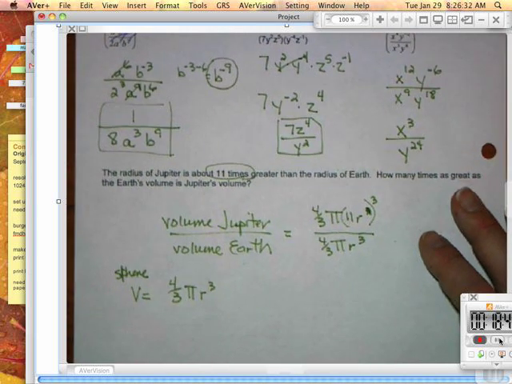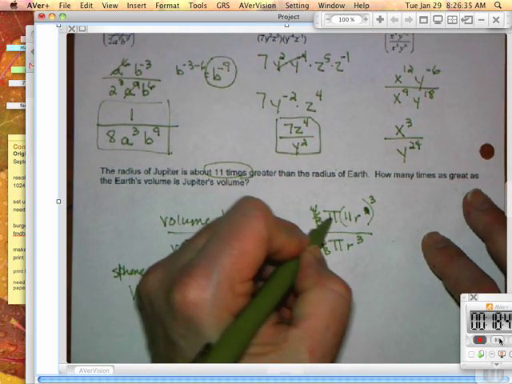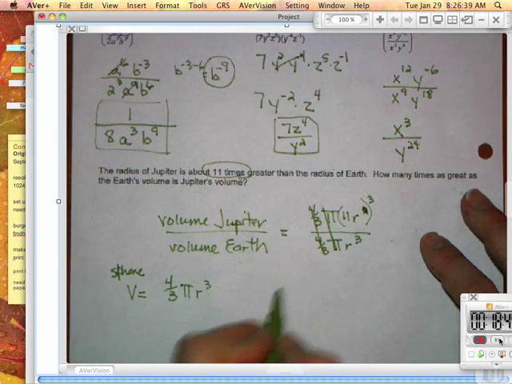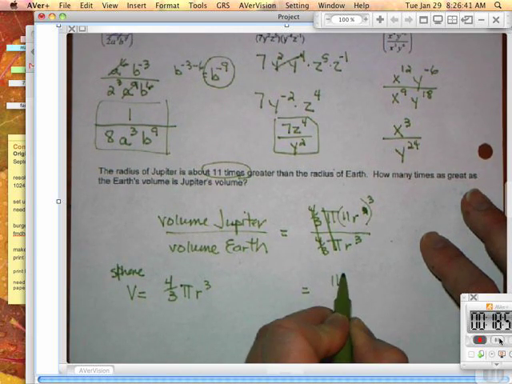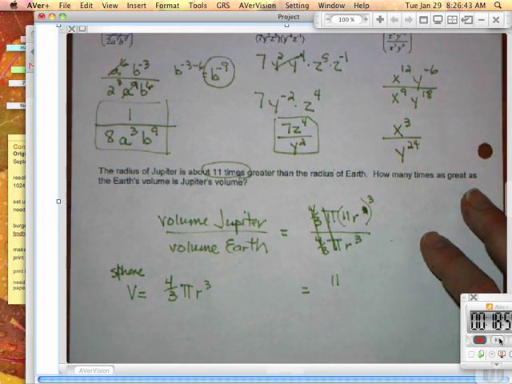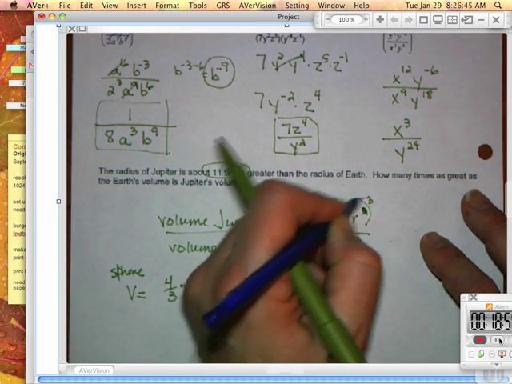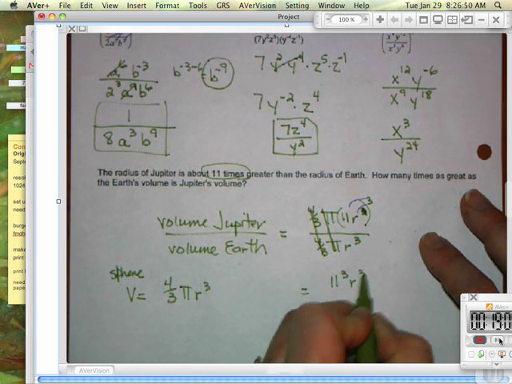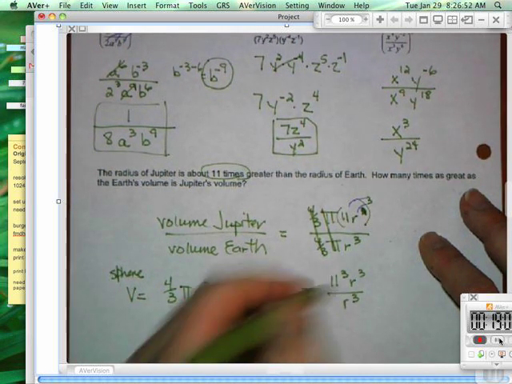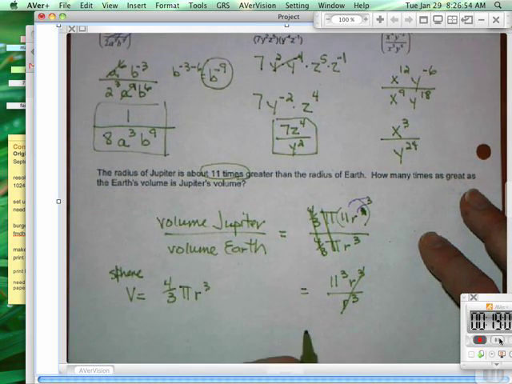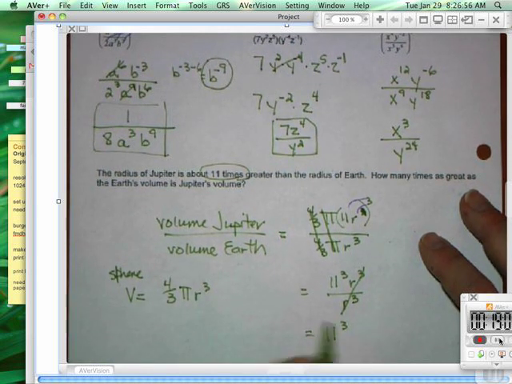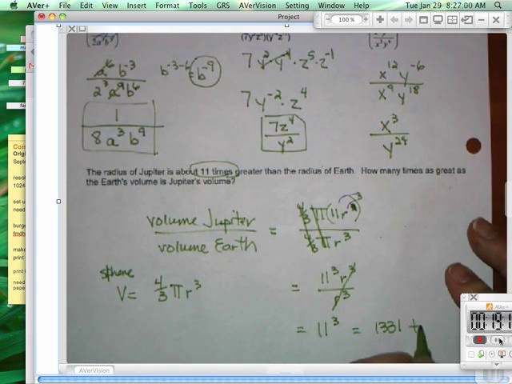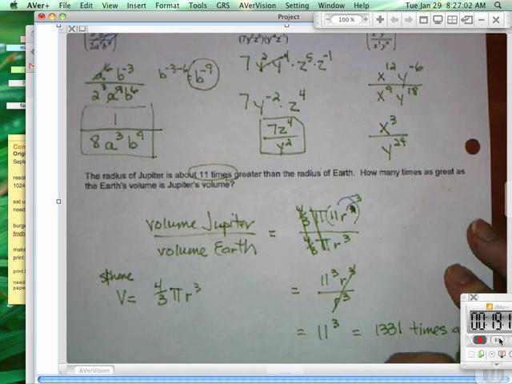All right, so here we got to cancel this out. Cancel this out, and then let's see what we have left. We have 11. I'm going to distribute that 3 onto both of these things inside here. 11 cubed times r cubed divided by r cubed. Oh, look how pretty that is. And it just gives me an answer of 11 cubed, which is 1331 times as great. Pretty nifty.